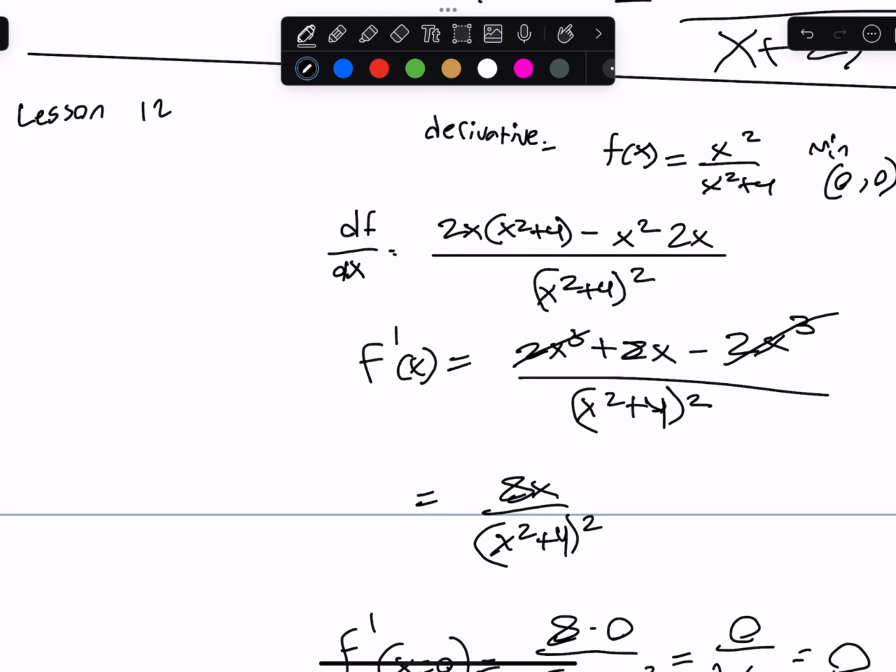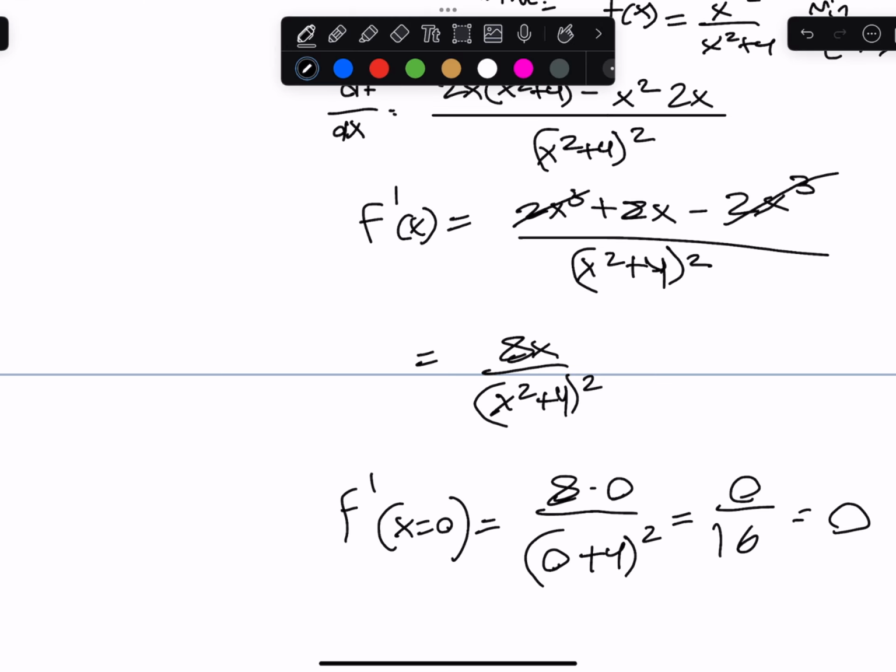So, what we found out? We found out that the slope at this point is equal to 0. It is a horizontal line. The slope is a horizontal line at that point.